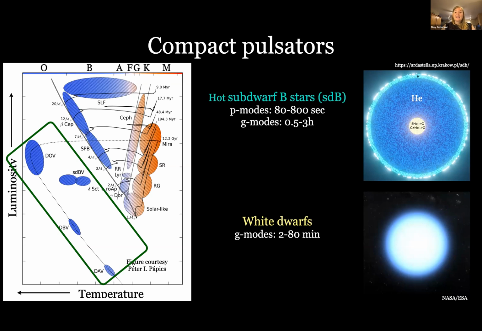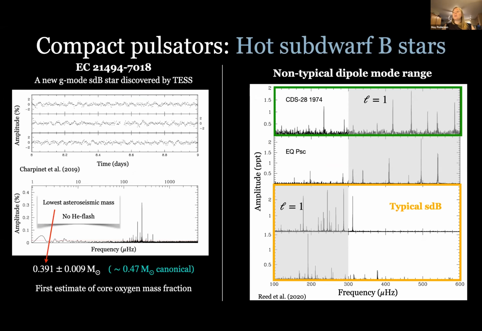So for these compact pulsators, you'll see that the oscillations have low periods. And some of the initial studies that we have: if we start looking at the hot subdwarfs, we have from the initial TESS observations a new detection of such a subdwarf oscillating in gravity modes. And for this particular subdwarf, oscillating in gravity modes, it was possible to obtain the lowest mass estimate for one of these stars yet. And also for the first time, through the asteroseismic modeling of these oscillations, it was possible to infer the core oxygen mass fraction for these stars at this stage of evolution.